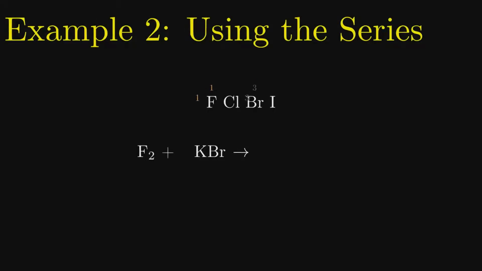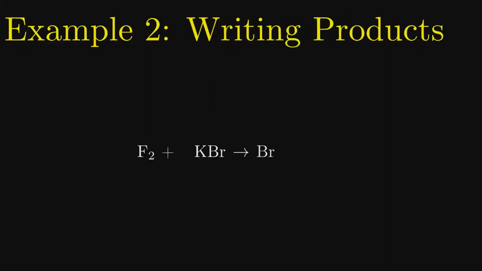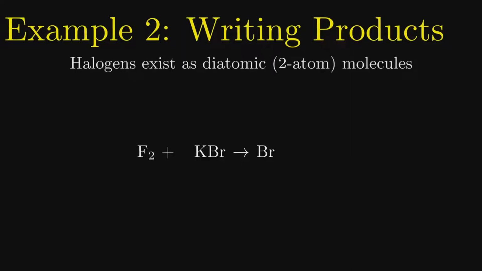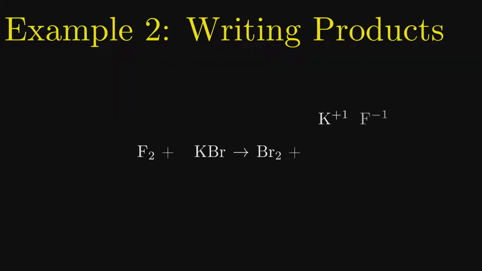Fluorine is the most reactive halogen, so it will kick bromine out here. Bromine becomes a product, but all isolated halogens exist as molecules which are diatomic, so the correct formula is not Br but Br2. When a single potassium, a +1 ion, meets up with a single fluoride, a -1 ion, they happily balance and we need no subscripts in the formula.